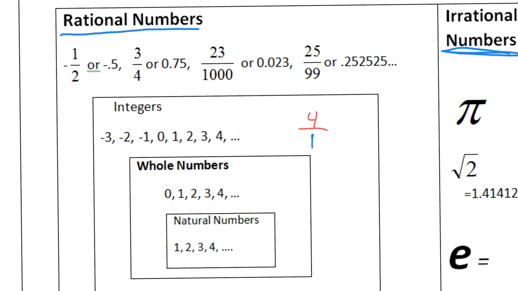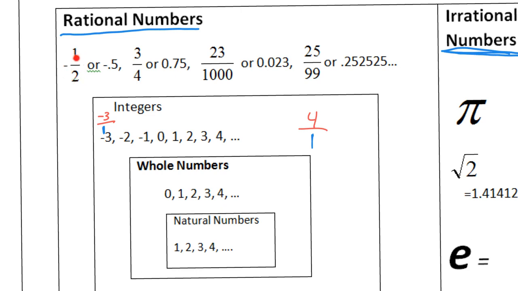You can do the same thing with the negatives. If you take the -3 right here, and you put that over 1, you have a fraction. So every integer, every whole number, every natural number is also called a rational number. But I want you to look at those fractions up here and the decimals. Notice, this fraction has a negative. Not an integer because it is a fraction. Integers are not fractions, but it is a negative fraction. So this one's a -1/2, which is a rational number.